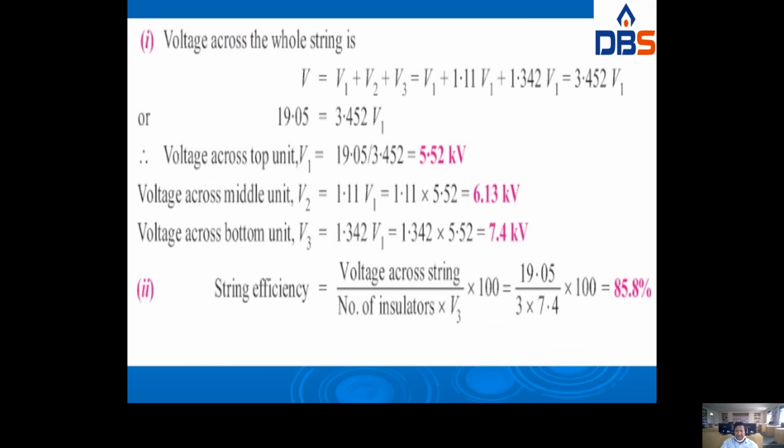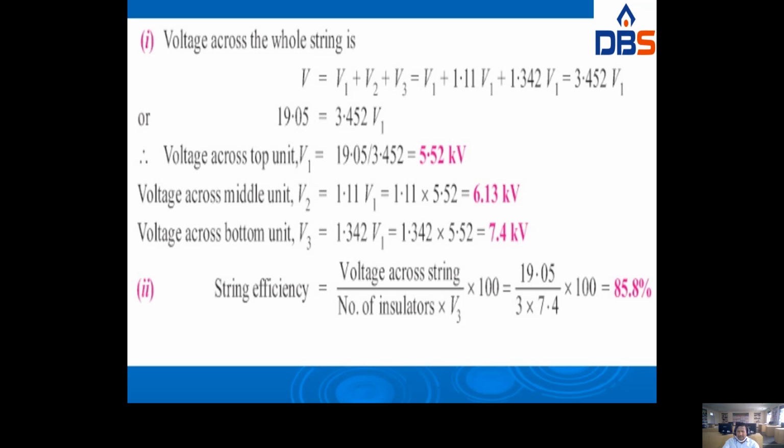Now, the total voltage, that is, the voltage across the whole string. V is equal to V1 plus V2 plus V3: V1 plus 1.11 V1 plus 1.342 V1. Now adding, we get 3.452 V1. And V is the phase to neutral voltage, 33 kV by root 3, that is 19.05 kV, equal to 3.452 V1. So V1, the voltage across the topmost unit, is 19.05 by 3.452, which is 5.52 kV.